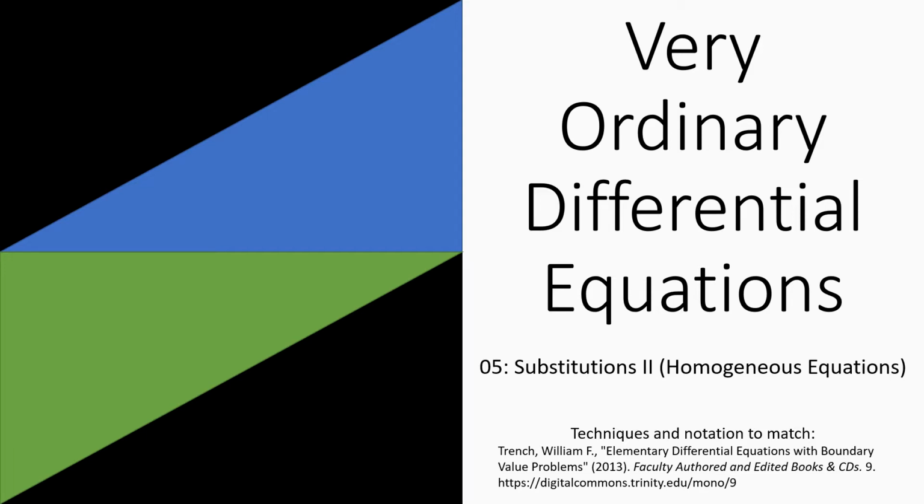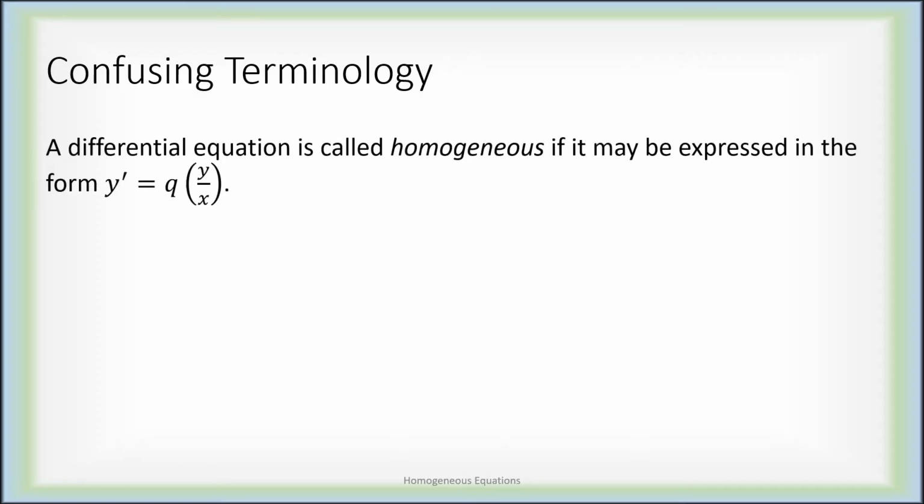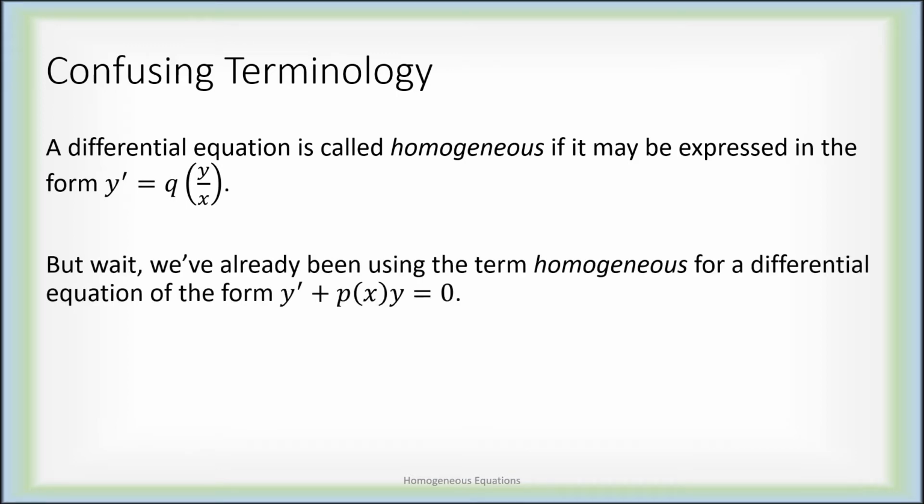In this lecture, we continue talking about substitutions in differential equations, specifically something known as homogeneous equations. So a differential equation is called homogeneous if it can be expressed in the form the derivative of y is some function of y over x. And of course, that's a little odd.